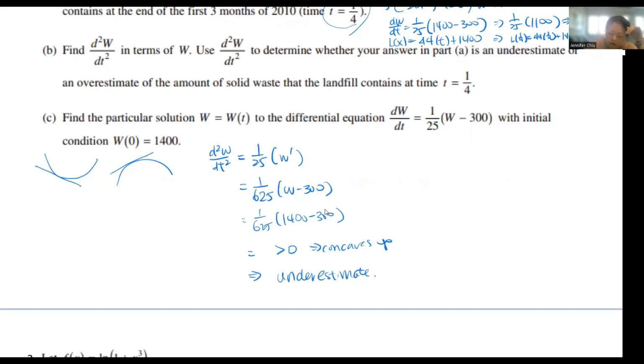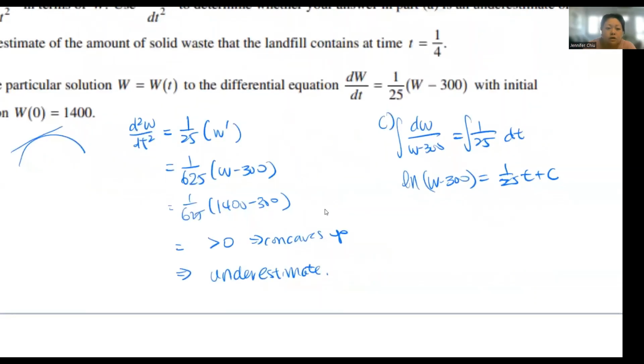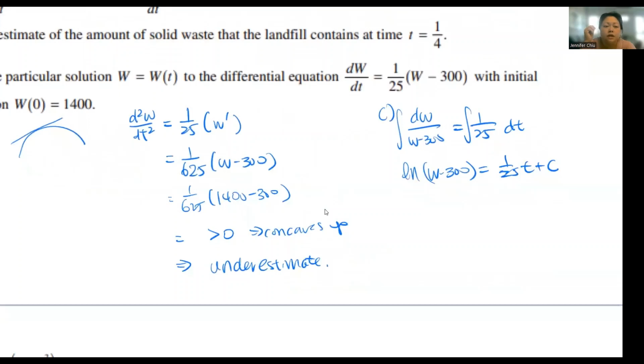Okay, all right. Moving on, part C. Find the particular solution, W equals W of T, to the differential equation with the initial condition. So you're just going to solve for this. You're going to separate your variables and solve your original equation. So you have dW over W minus 300 equals 1 over 25 dt. Take the integral, so natural log of W minus 300 equals 1 over 25 T plus C. Again, my habit is plugging in my initial condition at this point, W equals 1,400, T equals 0. So natural log of 1,400 minus 300, which is 1,100, equals 0 plus C, so C is natural log of 1,100.